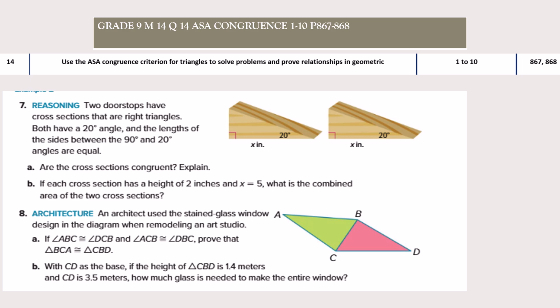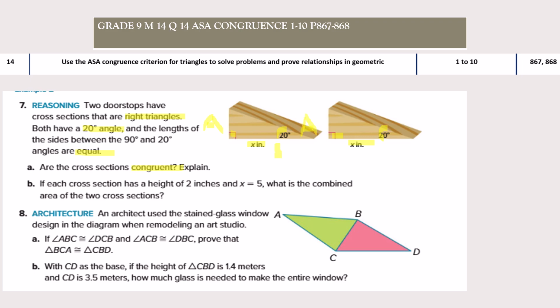in this example here, they say two doorstops have cross sections that are right angles. So we have the right angles here. Both have a 20-degree angle. So there's your 20-degree angle here. And the lengths of the sides between 90 degrees and 20 are equal. So they are saying that this X is equal to this X. They ask us if it is congruent. Yes, they are congruent because you have the angle, you have the side, and you have the angle.